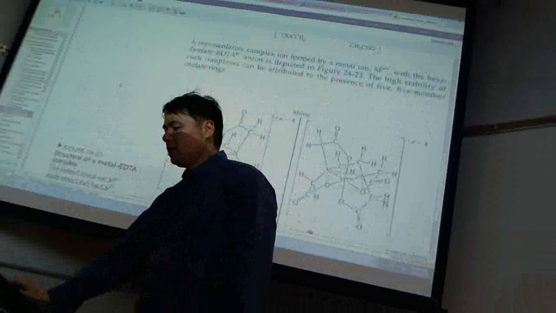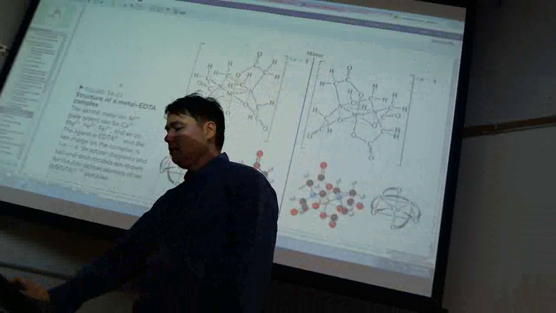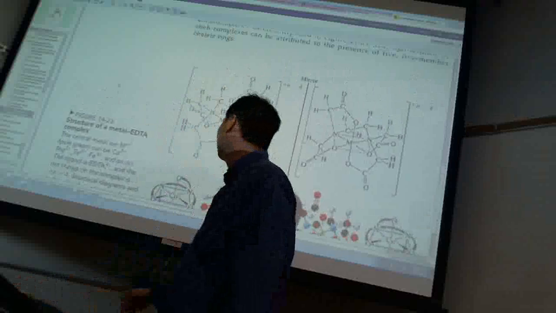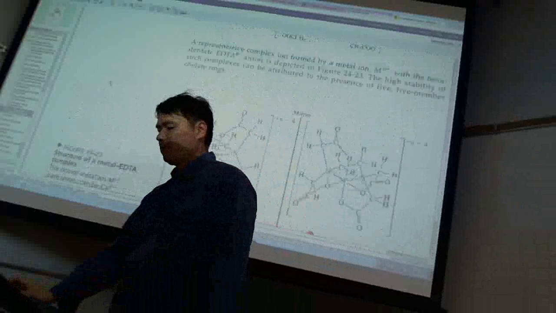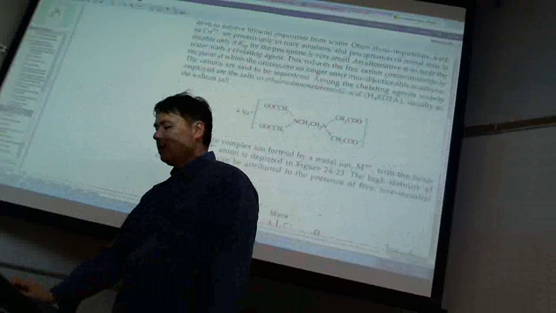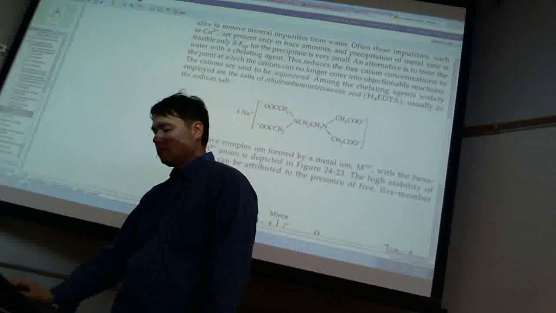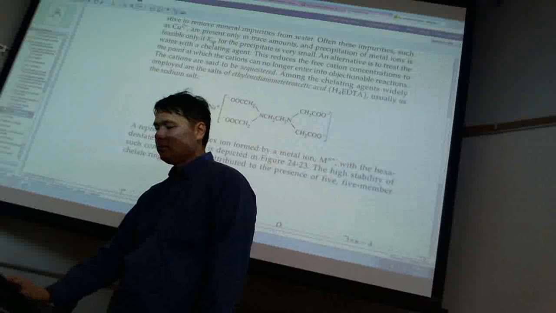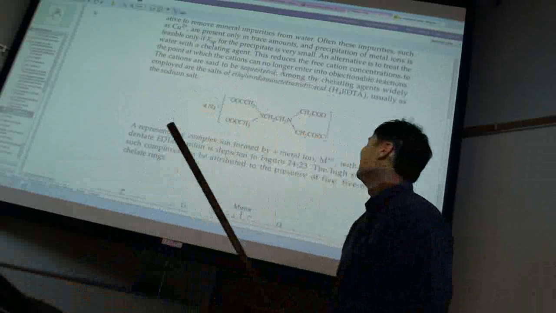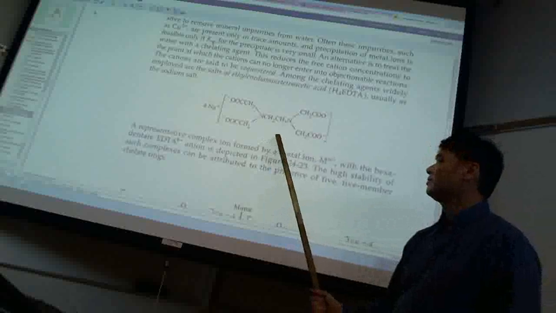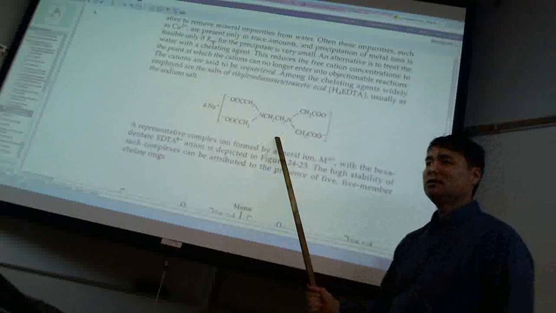And so this is the same thing. These are 2 isomers, which we'll talk about later. And so it's a good chelating agent. You can use it in food preservation, but do you know another use for this EDTA?